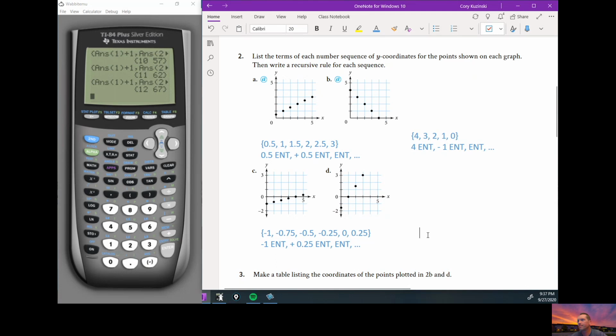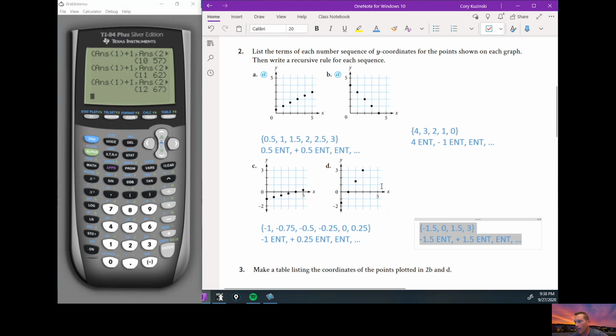And for D, let's see, what do we start at? -1.5, and then it goes all the way up to 0, and then 1.5, and then 3. Those are our y values. Recursive rule: negative 1.5, enter, and then plus 1.5, enter, enter, and so on. All right. Took us a while, but we got all that.